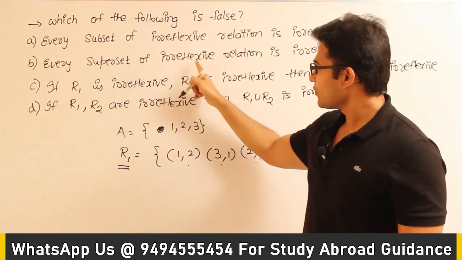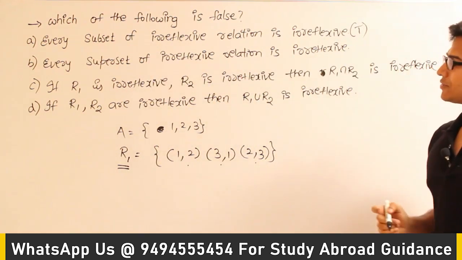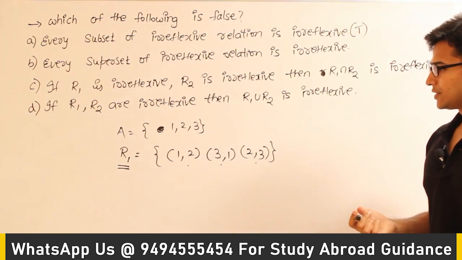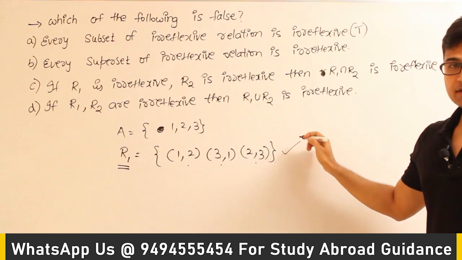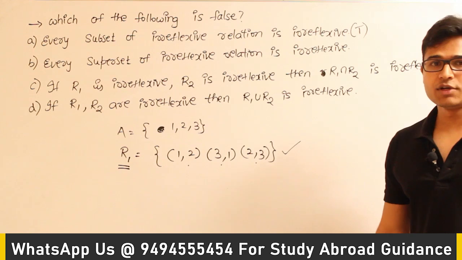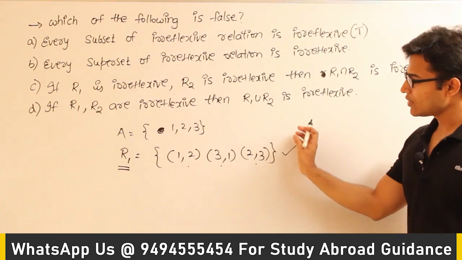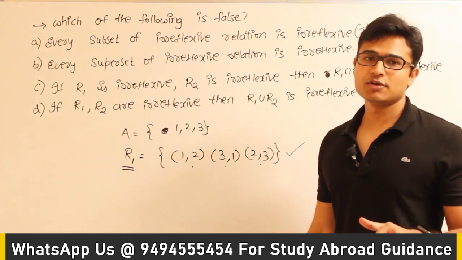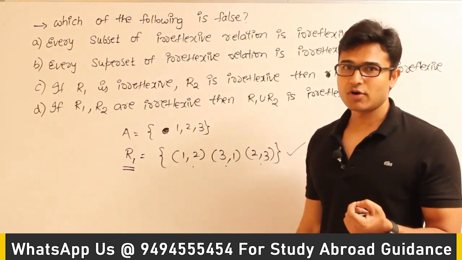Every superset of irreflexive relation is irreflexive. So what do they mean by that? Every superset of irreflexive relation means if you take this irreflexive relation, you try to add some elements to that. Whatever elements you add, they are talking about every superset. Whatever elements you try to add, they are saying that the resulting relation is going to be irreflexive. It is false, isn't it?